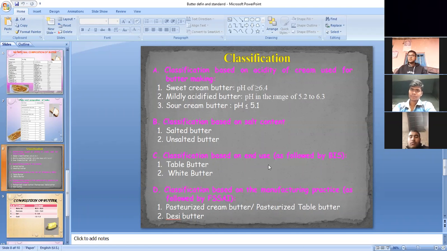So number 4, classification based on the manufacturing practice used for butter making. Here, number 1, pasteurized cream butter and pasteurized table butter. That means pasteurized cream is used for the butter manufacture. Similarly, desi butter. Desi butter is also known as cooking butter. We have already discussed the difference between the table butter and desi butter, or we can say butter and desi butter.